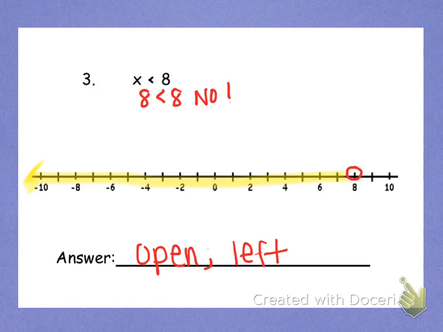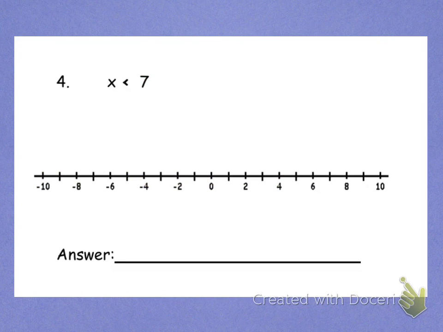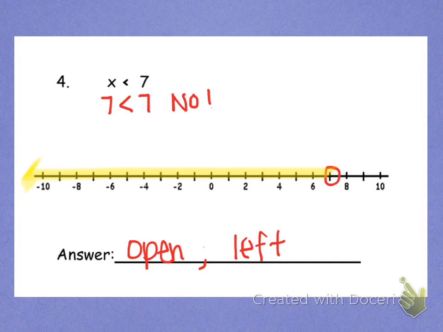Okay, so 8 is not less than 8, so therefore it's an open circle highlighted to the left. And then number 4, go ahead and try this one again on your own and press play when you have finished. Okay, so here 7 is not less than 7, so 7 is not a solution. Therefore, it's an open circle at 7 pointed to the left.